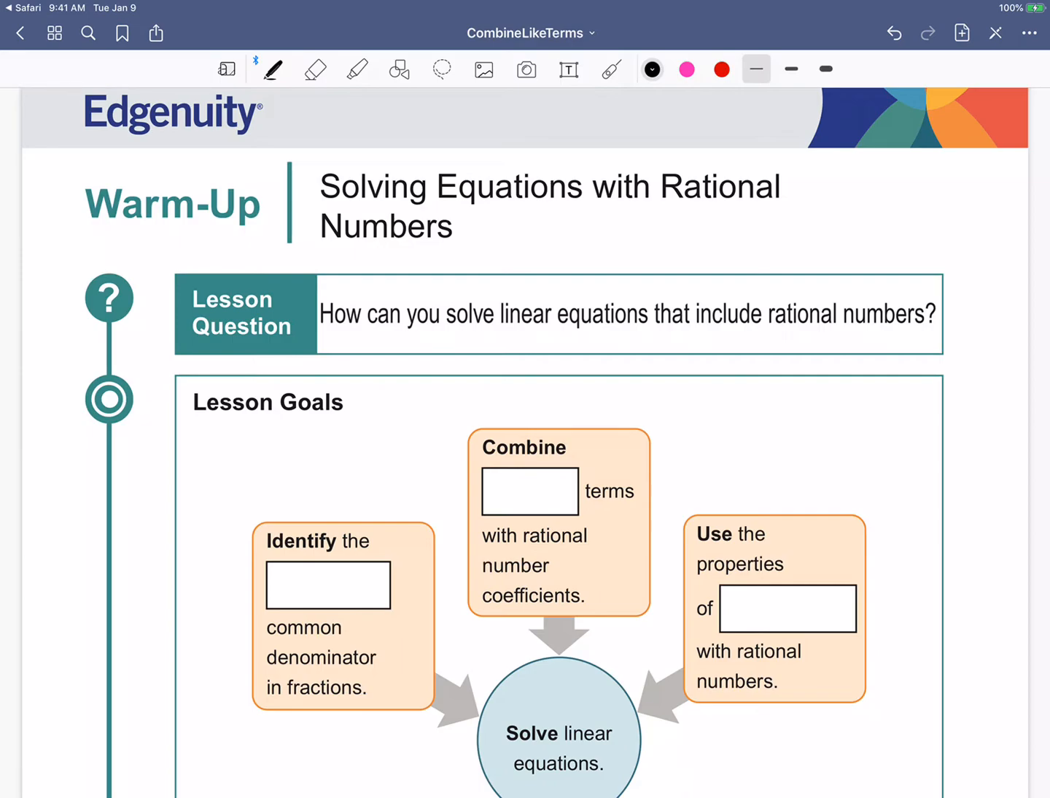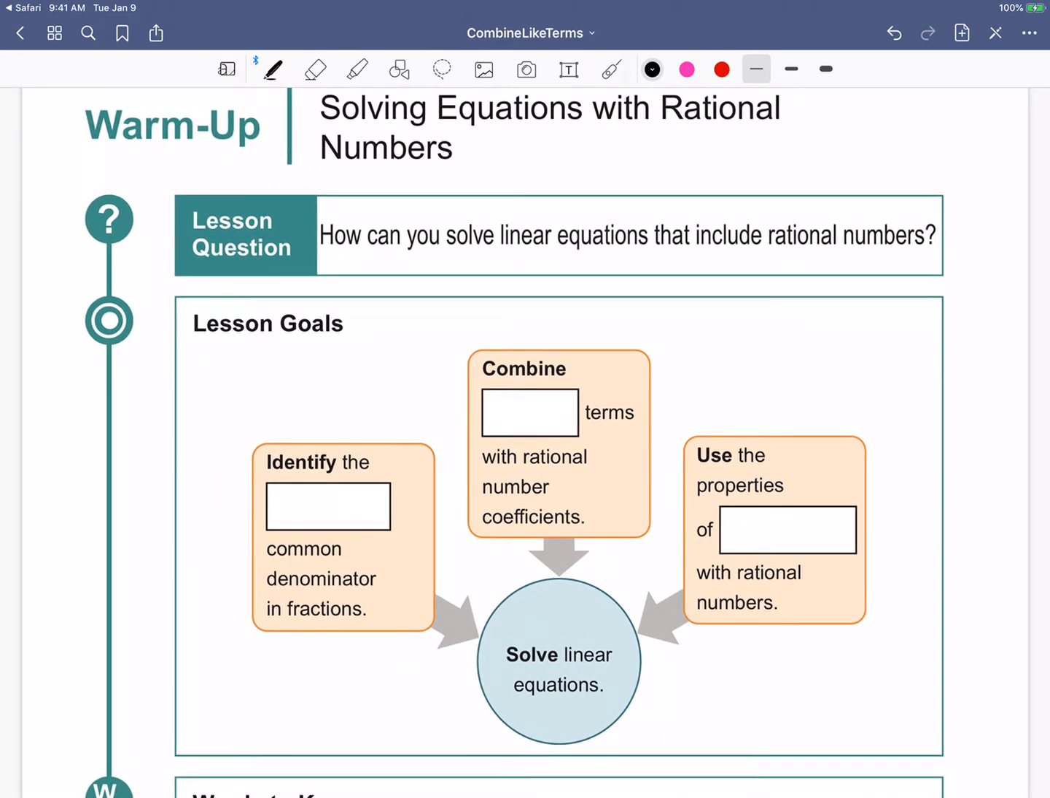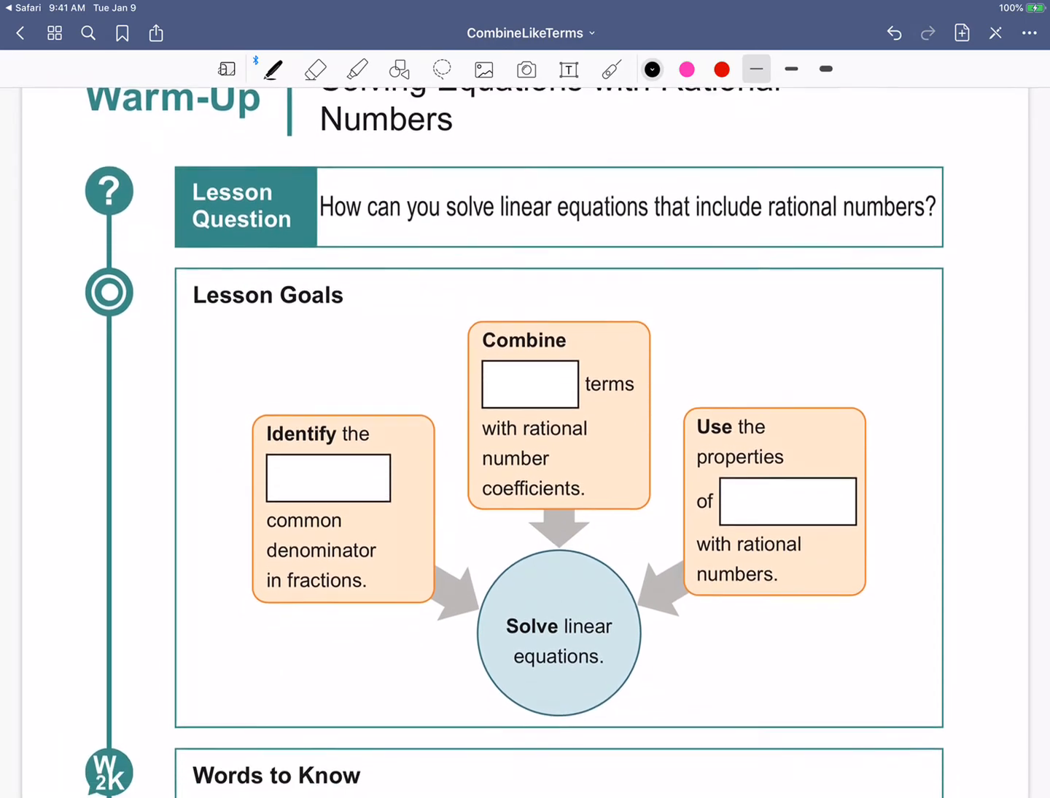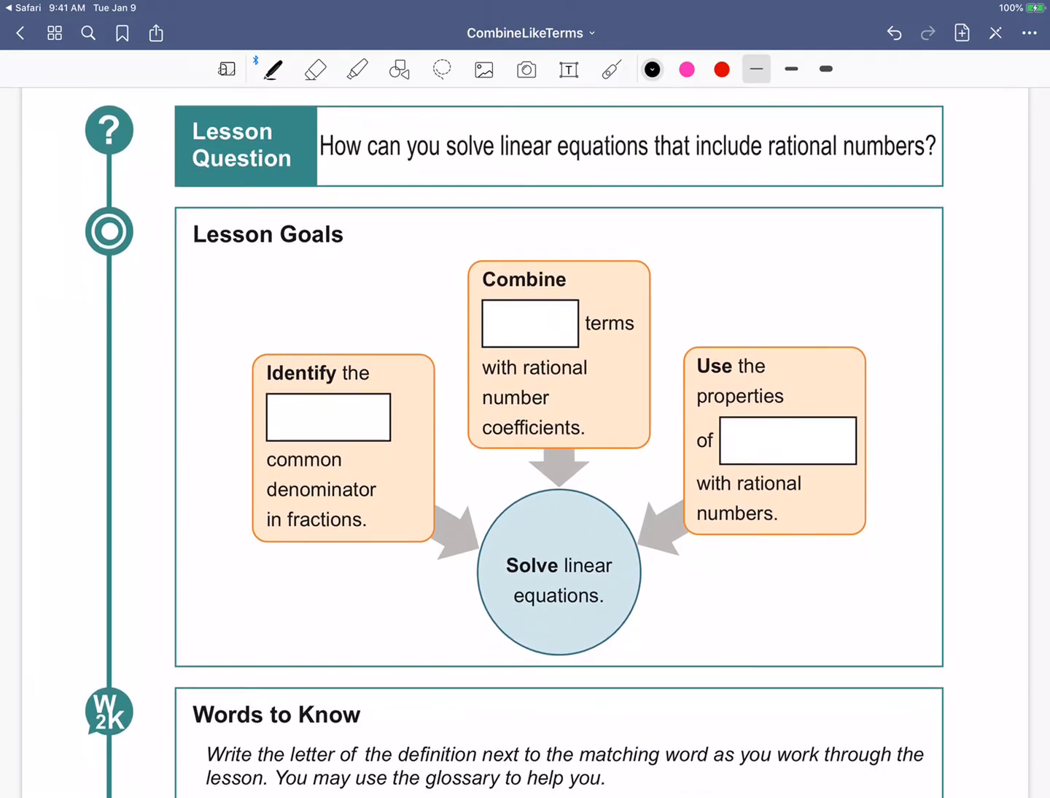Hello everyone. Today we're going to continue with solving equations. This time we're solving equations with rational numbers. So, our lesson question: how can you solve linear equations that include rational numbers? Well, there are three main steps, right? We can see them right here.